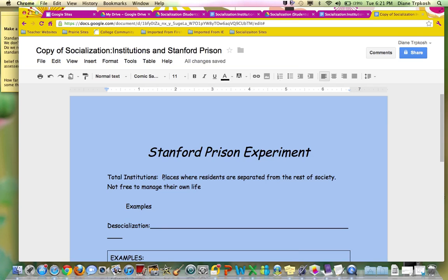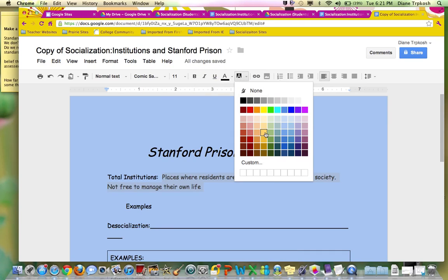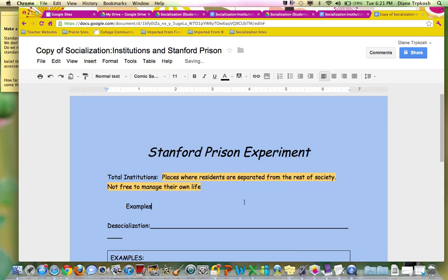Some of you might want the definition to stand out, so if you highlight it and then come up to the text background, you could change the color of it so you can see the definition, or you can actually change the text color.